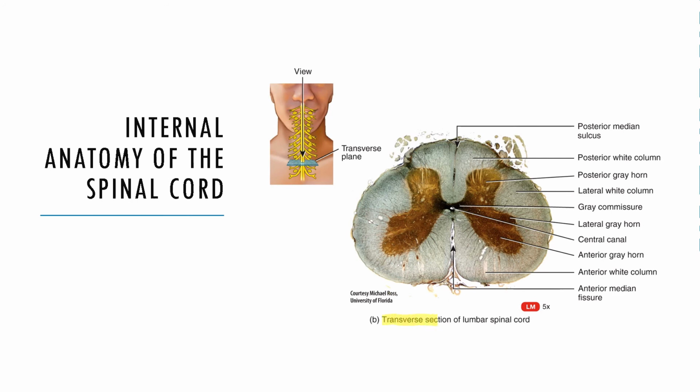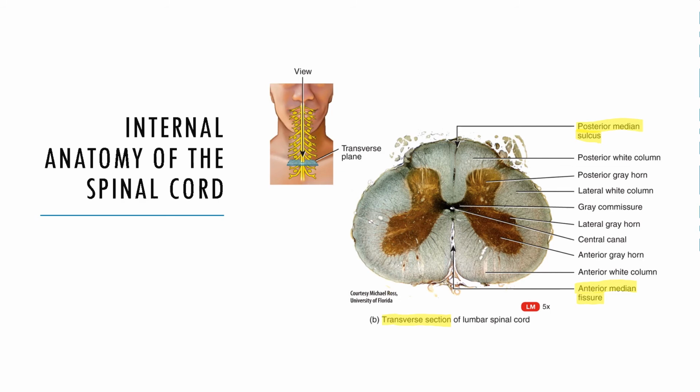Here we can see a transverse section of the spinal cord, and here we can see regions of white matter that surround an inner core of gray matter. Now there are two grooves that penetrate the white matter of the spinal cord and divide it into left and right sides. We have the anterior median fissure. This is a wide groove on the anterior side, also known as the ventral side. And then we have a posterior median sulcus, and this is a narrow furrow on the posterior or dorsal side.